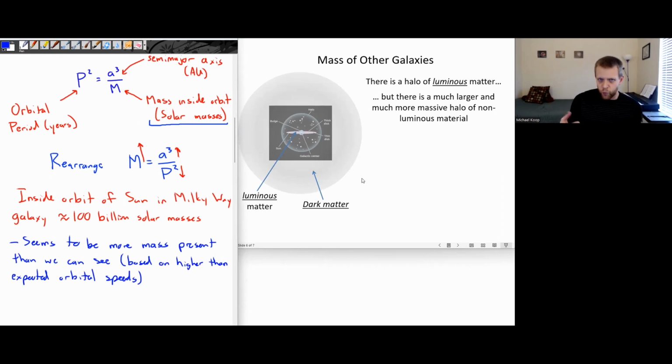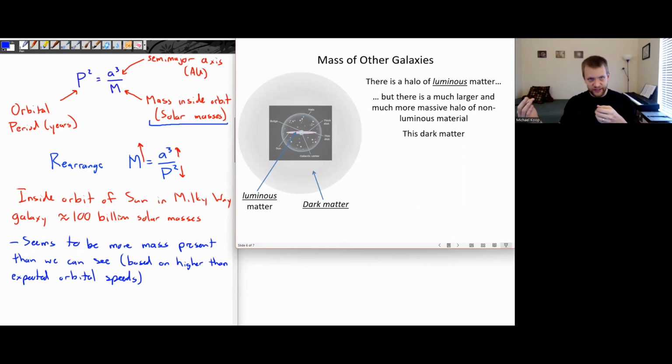So one of the potential solutions to this is maybe there is some extra matter out there that we cannot see as of yet, that we cannot directly detect. This material, this mass that we can't directly detect yet, we can only indirectly detect based on how it gravitationally affects the rest of the galaxy around it. We have this material that we call dark matter.